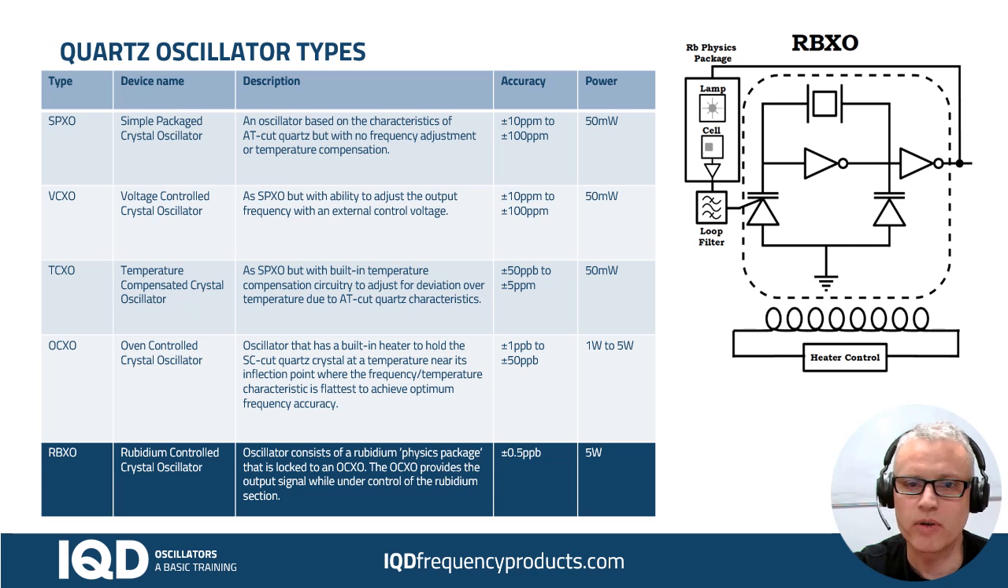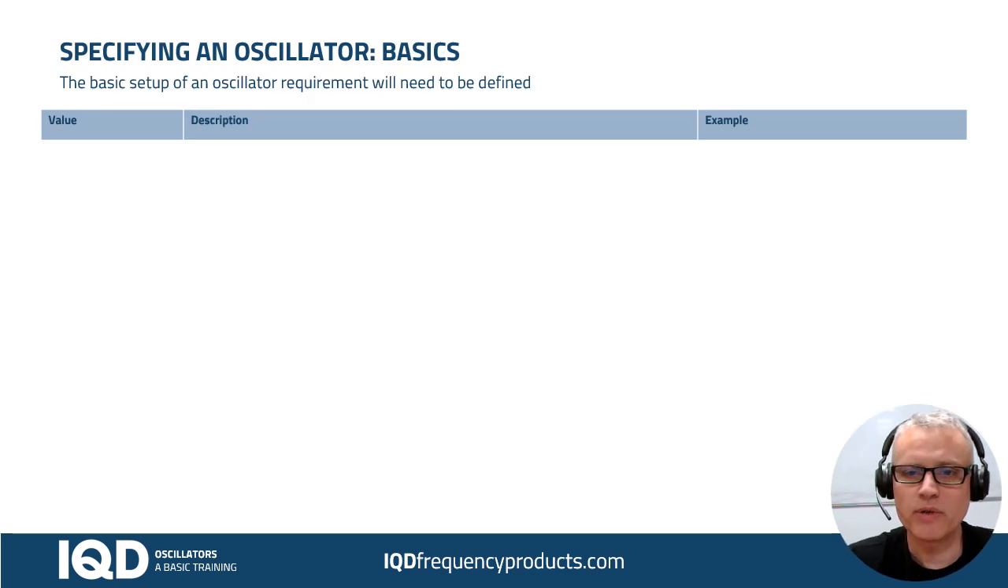Okay, so that covers the different types of quartz oscillators and I hope gives an insight into how they work. So in this slide, I want to cover the basics of how to specify an oscillator. Let's assume you want to buy an oscillator and you approach a company like ours and you ask, I want an oscillator. What are the basic questions we're going to need to go through between us?